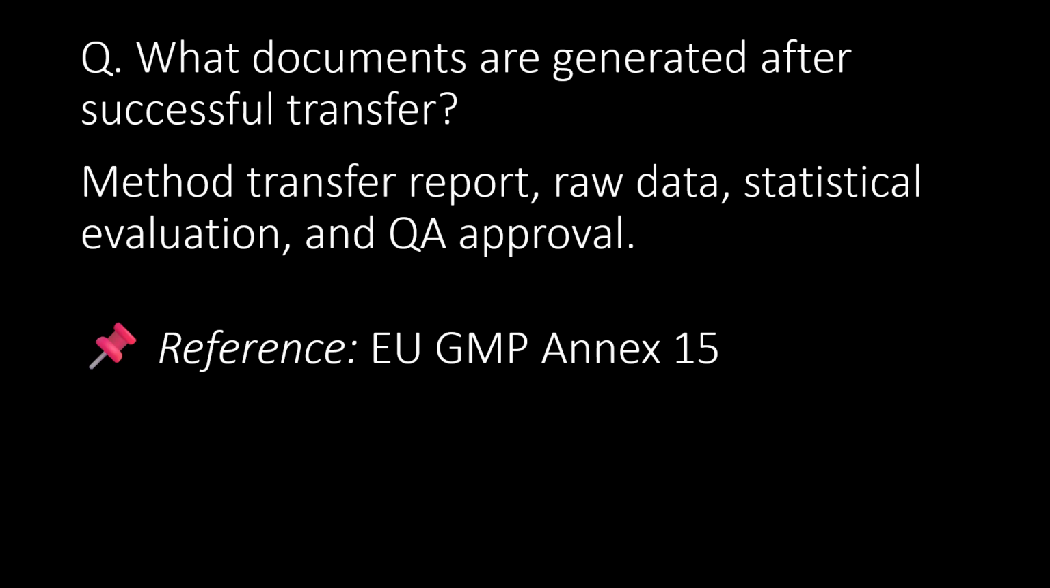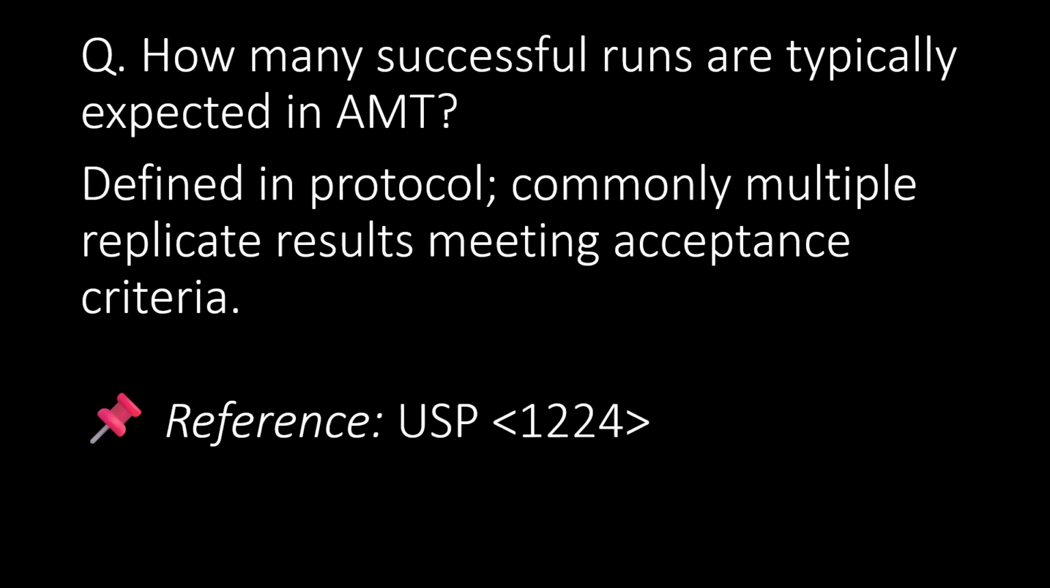What documents are generated after successful transfer? Method transfer report, raw data, statistical evaluation, and QA approval. These are the documents that are very commonly generated after successful transfer. Reference EU GMP Annex 15. Very important question: how many successful runs are typically expected in analytical method transfer?